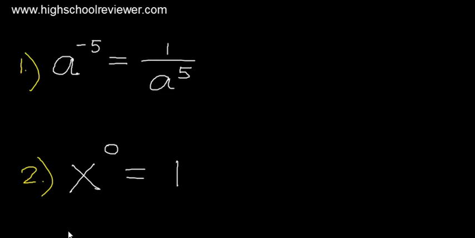Here now are the answers to the exercises about zero and negative exponents. For our first problem, we have here a raised to negative 5. Our answer is positive 1 all over a raised to positive 5. The rule for negative exponent: any base with a negative exponent, if it is on the numerator, it will be transferred to the denominator, and then the negative exponent will become a positive exponent.